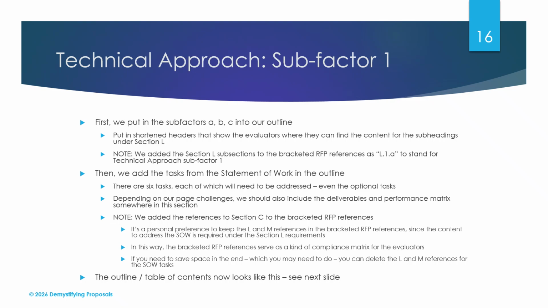And then note that we added the references to the section C to the bracketed RFP references that you'll see on the next slide. It's a personal preference of mine to keep the L and M references and then just add the C references. That way, I think it's easy for the evaluators to see the complete compliance matrix. But if you need to save space in the end, which you may need to, you might end up deleting the L and M references for the statement of work tasks and just leave the section C references in the headings. We'll see how that all plays out when you're actually doing the proposal. So now the outline and the table of contents looks like this.